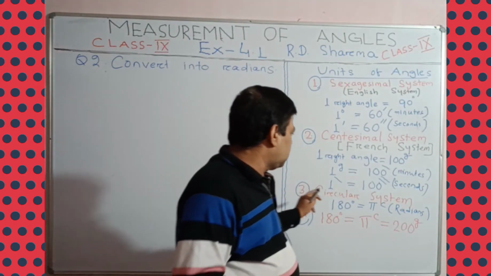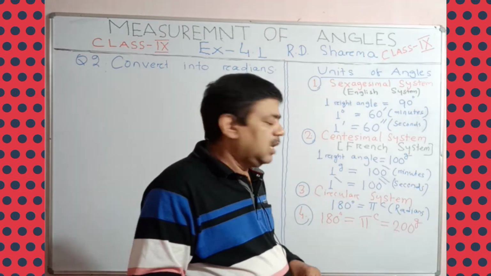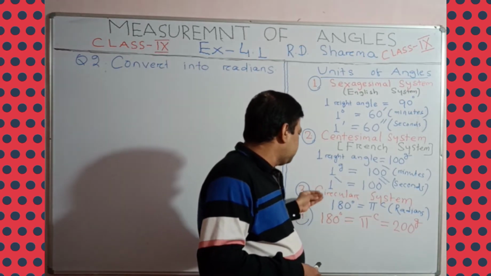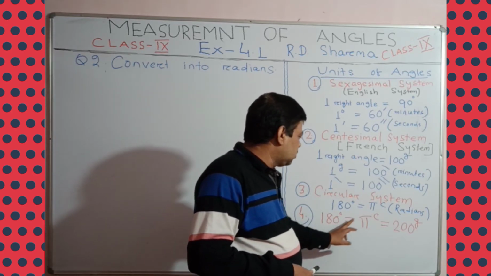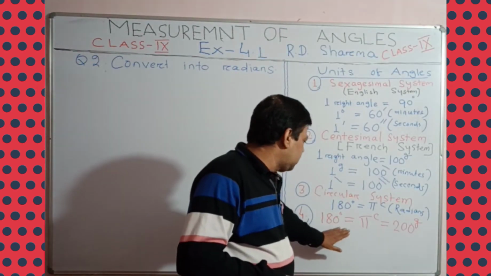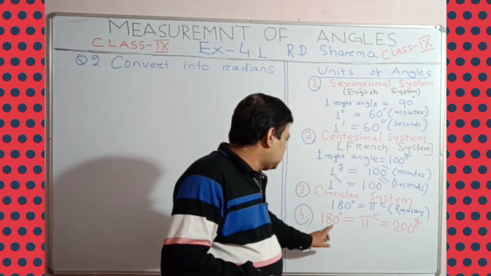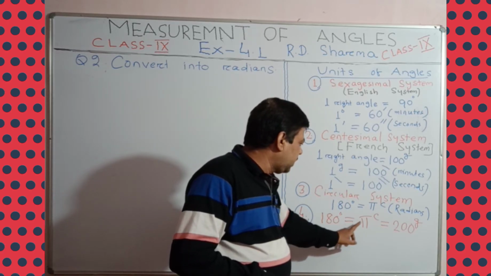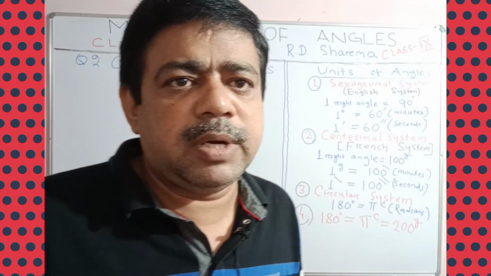Another system is known as the circular system. In this system, 180 degree is equal to pi radian. There is a relationship between the three systems of measurement of angles, between degree, radian, and grades: 180 degree is equal to pi radian is equal to 200 grades. Remember this relationship while converting an angle from one system to another. You must remember that 180 degree is equal to pi radian is equal to 200 grade.